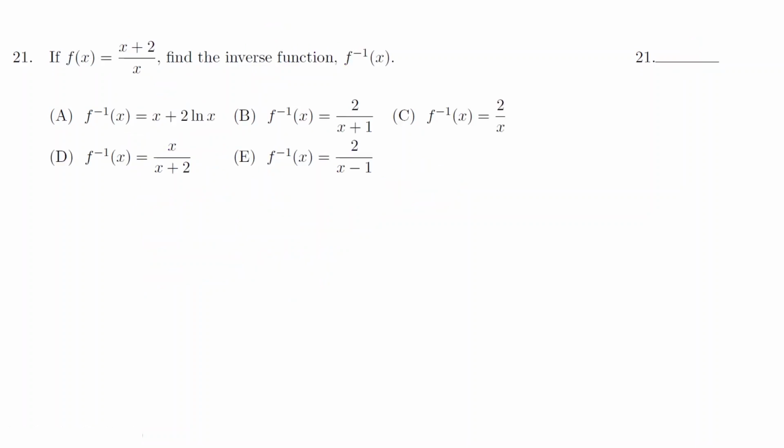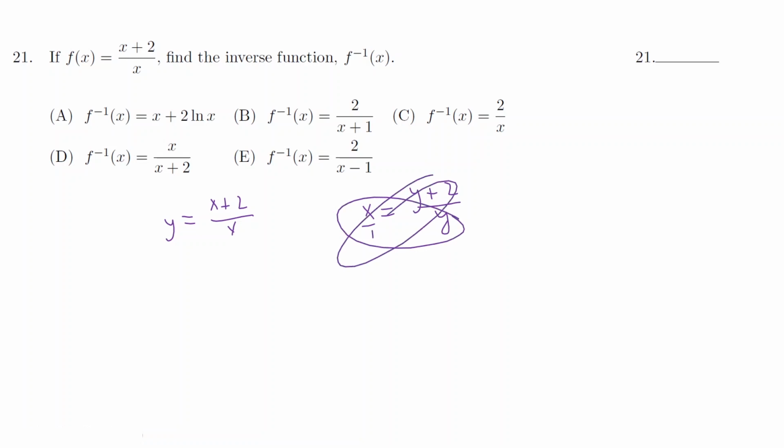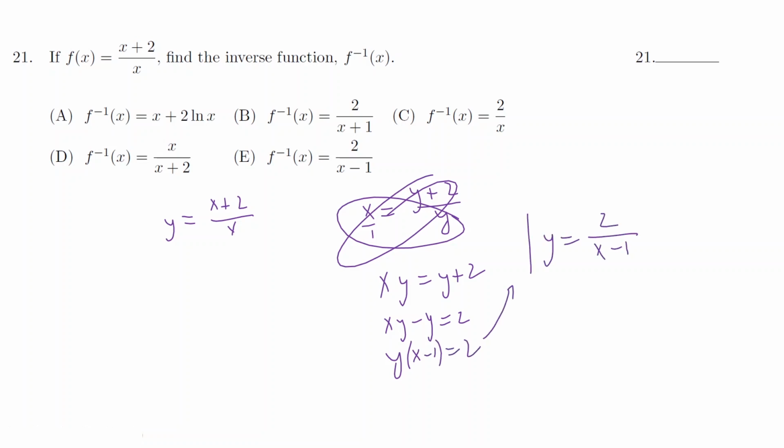Next. Here we have to find the inverse. What I would do all the time is immediately say y equals (x plus 2) over x, and just substitute these variables. So this is x equals (y plus 2) over y, and solve for y. So do the butterfly method, right? That's going to be xy is equal to y plus 2. Move the y's to one side, so xy minus y is equal to y times (x minus 1) equals 2. Therefore, y equals 2 over (x minus 1). Boom. And that's my inverse, so it seems like it's E.